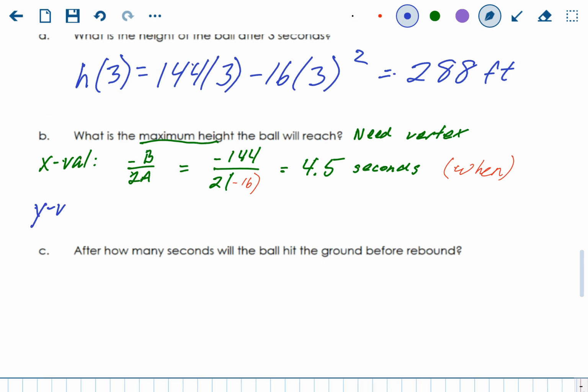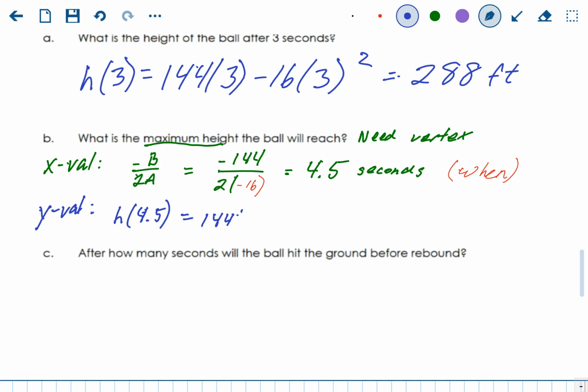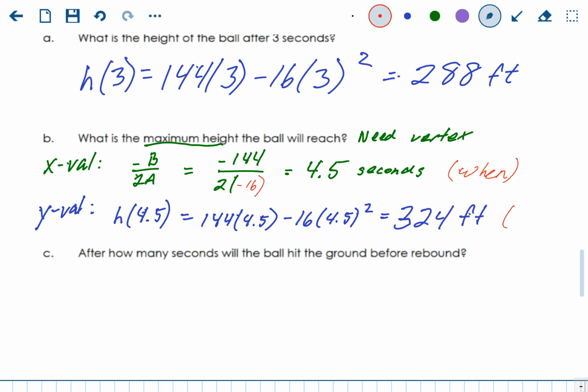That's the when. We need the what though, so we need the y value. Well, if you have the x value, just plug it into the equation. Plug in 4.5 for all the t values and evaluate. So we plug it in. Again, make sure you get the correct answer. You get 324 feet. That's the what. The question asked for the what, so that is our answer. The max height is 324 feet. It happens at 4.5 seconds.